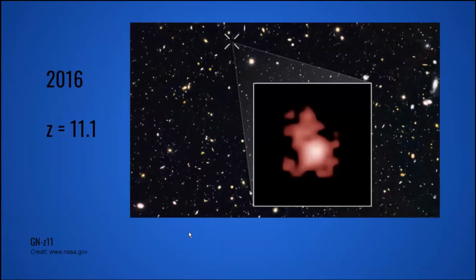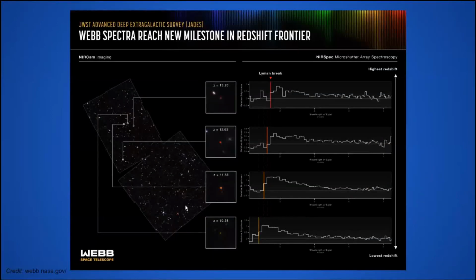This, in 2016, was the furthest galaxy ever observed. And then James Webb, these are new images, has got a 10, 11, 12, essentially 12 and a half, and over 13. So we are pushing the boundaries.